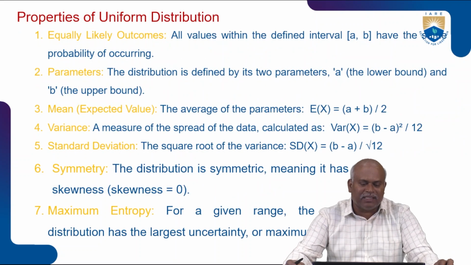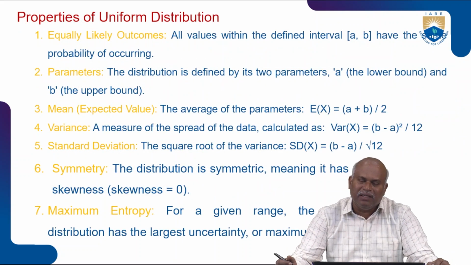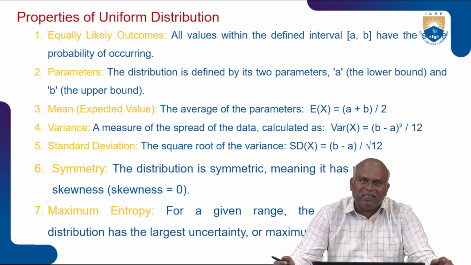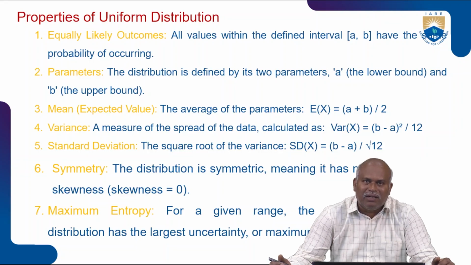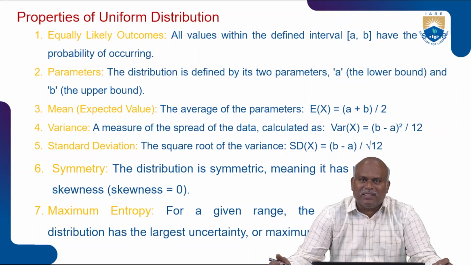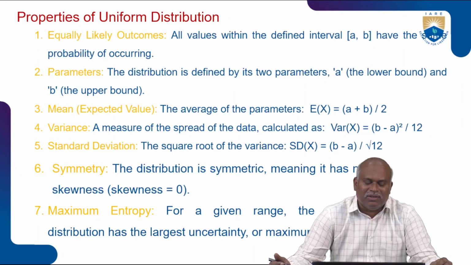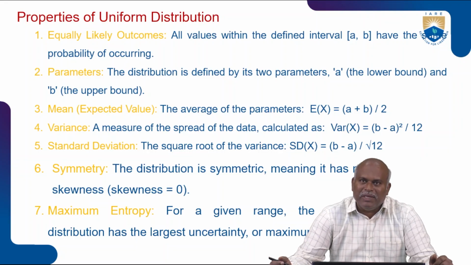Then we go for the next properties of the uniform distribution. It satisfies 7 properties. First one is equally likely outcomes. Second one is parameters. Third one is mean. Fourth one is variance. Fifth one is standard deviation. Sixth one is symmetry. Seventh one is maximum entropy.